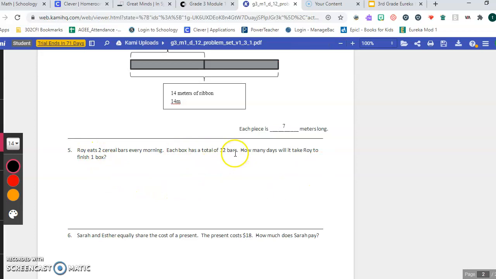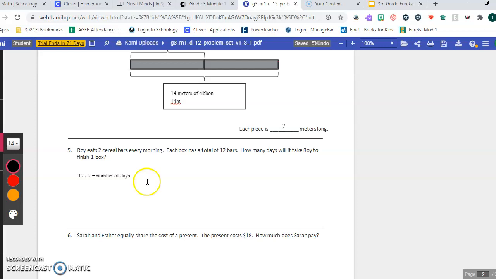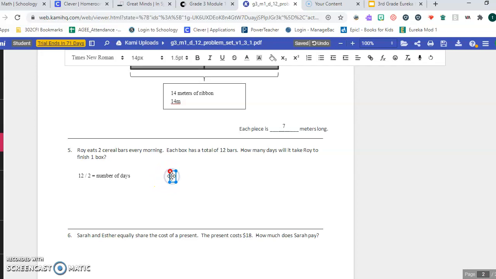Okay, so I've got 12 total, so I know I'm going to start with 12, and I'm going to divide by what they give me here, 2 cereal bars every morning. So the group size is 2, and it wants to know how many days or how many mornings it's going to take him. So 12 divided by 2 is going to give me the number of days it takes to eat the cereal bars. Okay, so 12 divided by 2, I could do an array if I wanted to with my text box.